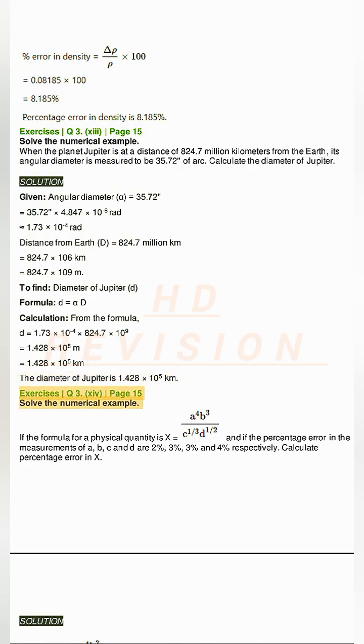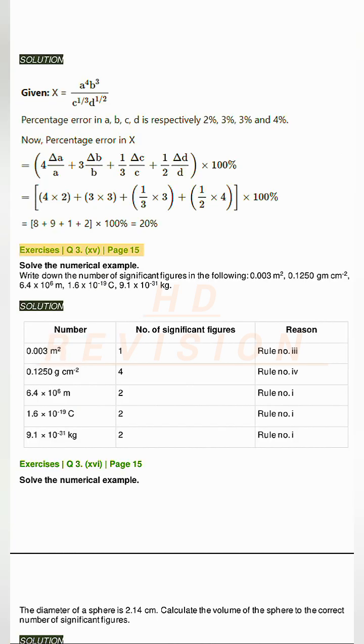Exercises Q3. XIV, page 15. Solve the numerical example. If the formula for a physical quantity is X equals an expression in A, B, C and D, and if the percentage errors in the measurements of A, B, C and D are 2%, 3%, 3% and 4% respectively, calculate the percentage error in X. Solution.